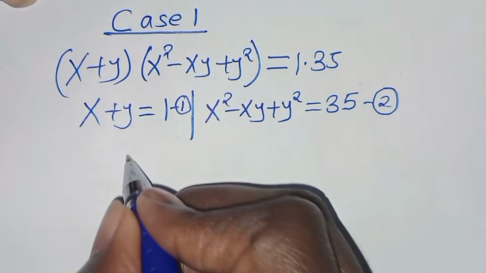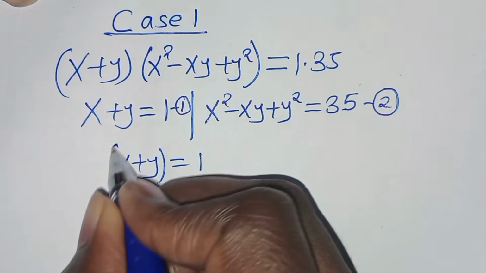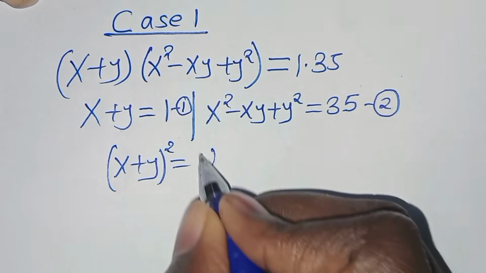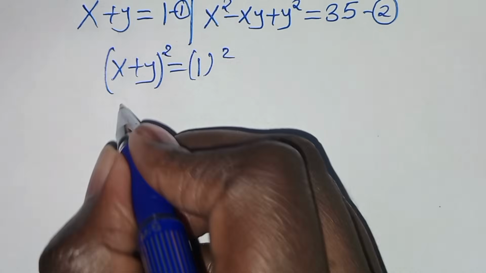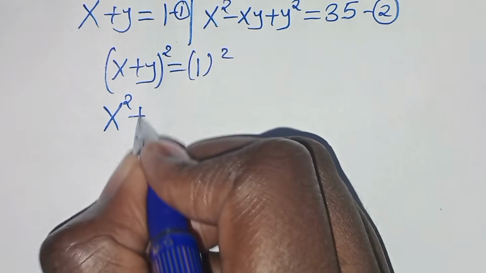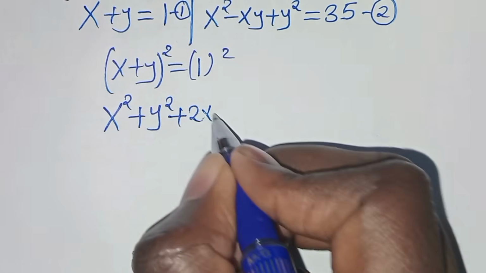From equation 1, which is x plus y equal to 1, the first thing to do here, let's square both sides, so that now here we'll have x squared plus y squared, then plus 2xy.